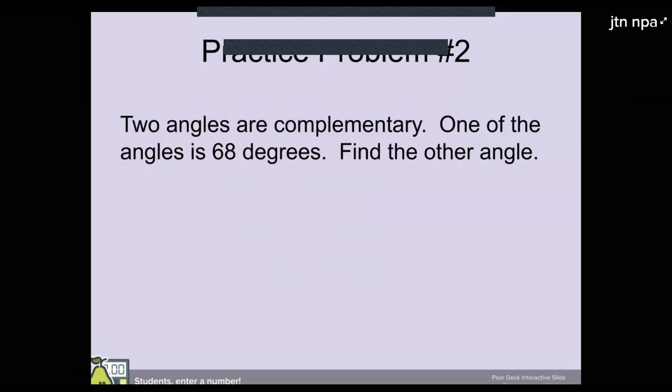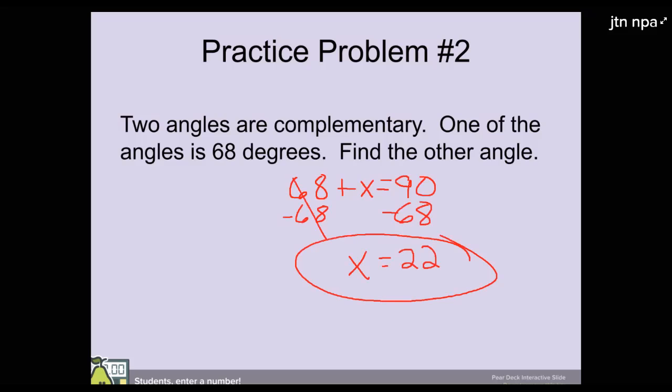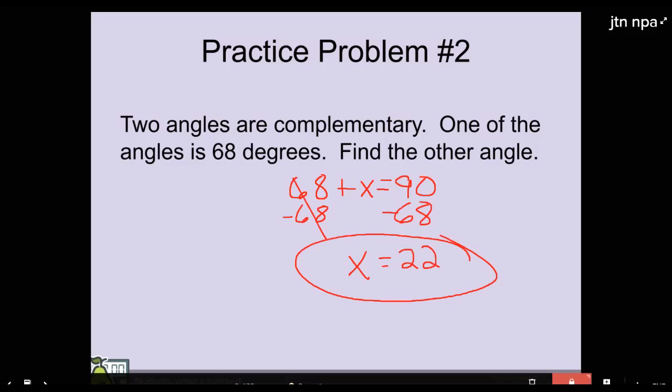All right, so to get there, we know that these complementary angles add up to 90. So we have 68 degrees plus x equals 90. To get x by itself, we subtract 68. So x equals 22. So good job, guys. A lot of you guys got there.